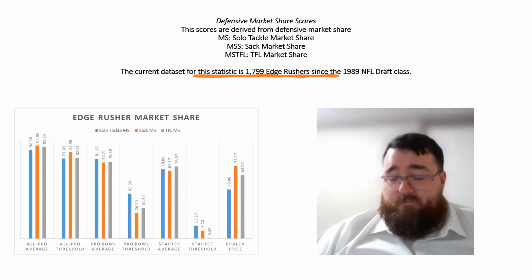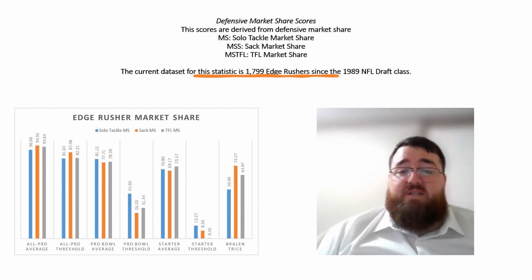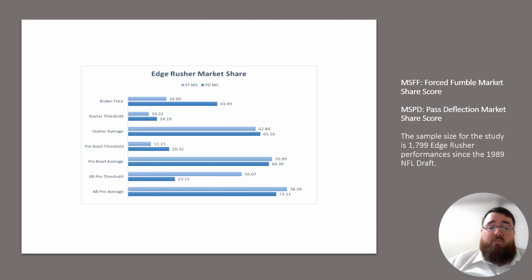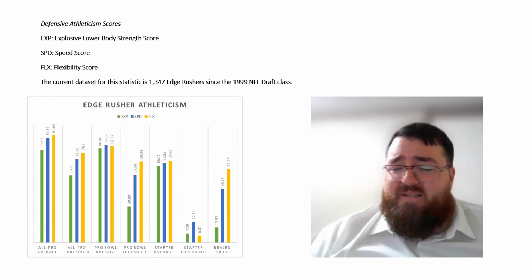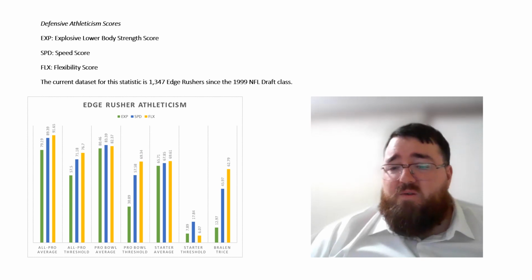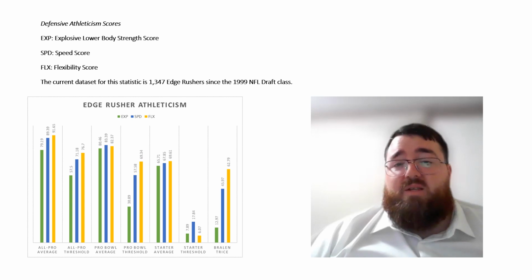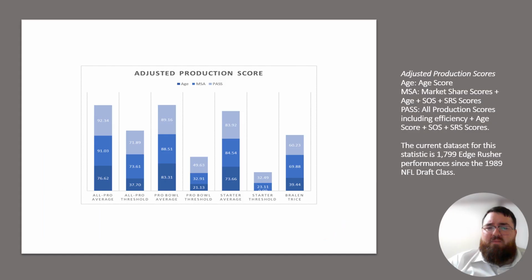So first off, he had average solo tackle data, above average sack market share, above average TFL market share. But when you look at his other market share traits like forced fumbles and pass deflections, he was below average. And then, of course, you look at his athleticism traits, not that great. 12 percentile in terms of explosiveness, 45 percentile in terms of speed, and 62 percentile in terms of flexibility for his size. All those areas are not what you would expect from him there.